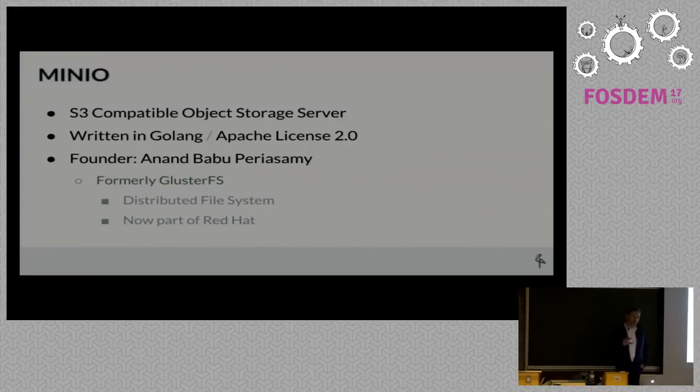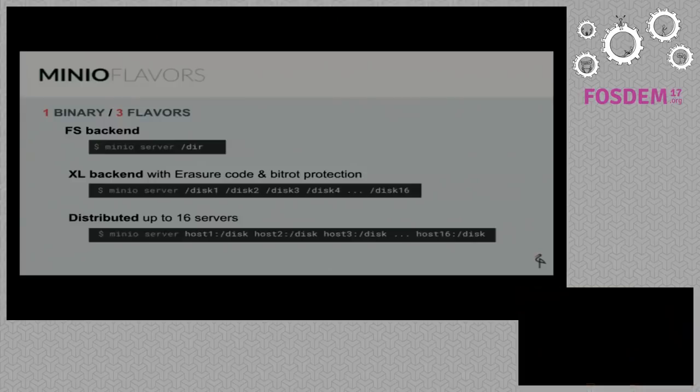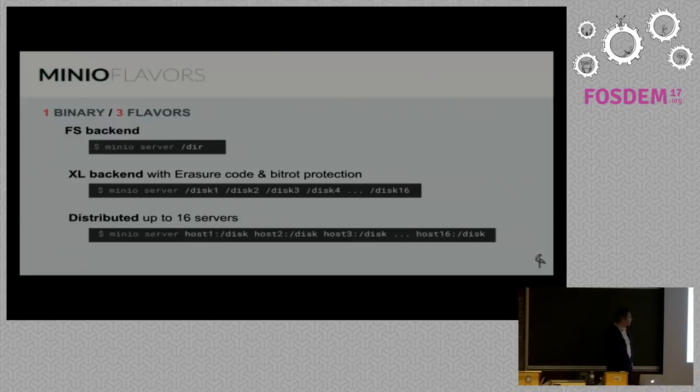If you look at Minio itself, there's actually really one project, one binary, but you can run it in sort of three different flavors. So the simplest version is simply run Minio server with a single directory, and then all your objects will be stored underneath this directory structure. And there are also two other versions that use a technique that is called erasure coding.